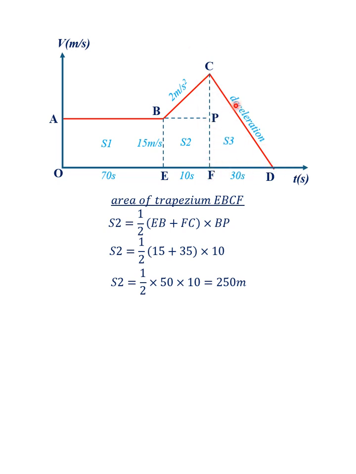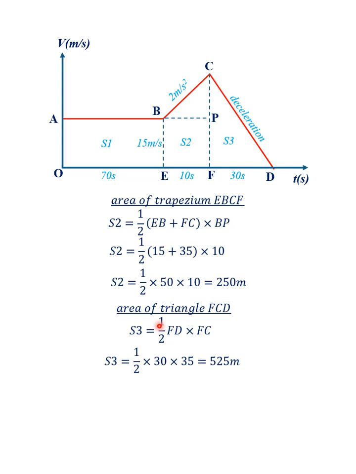So we can calculate the area of the triangle FCD as the distance S3 equal to half base, the base is FD, times height, the height is FC. So we know that half times 30, FD the base, times 35 the height. And that gives us 525 meters.